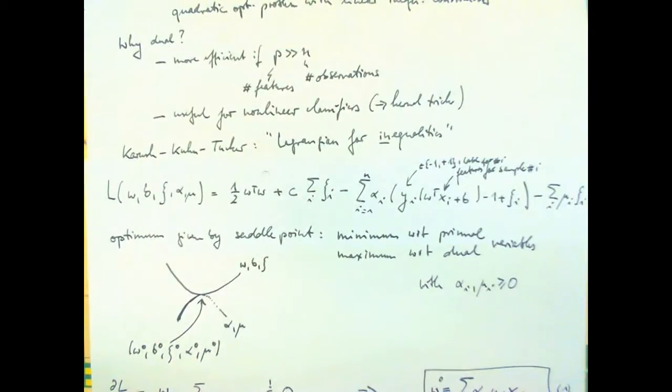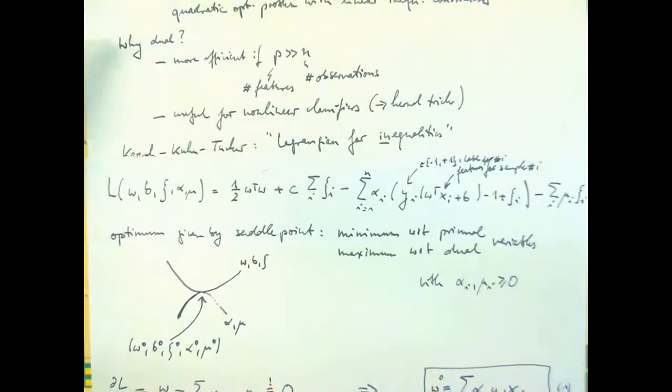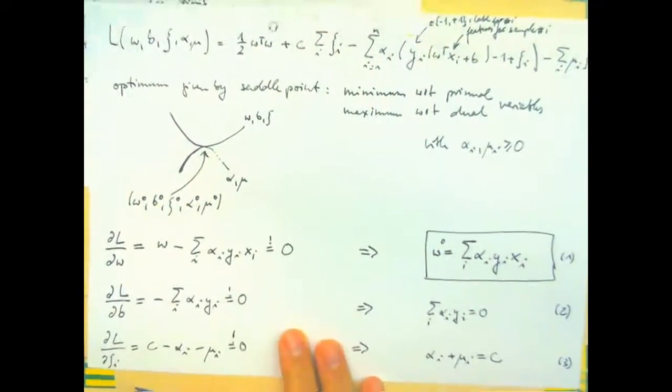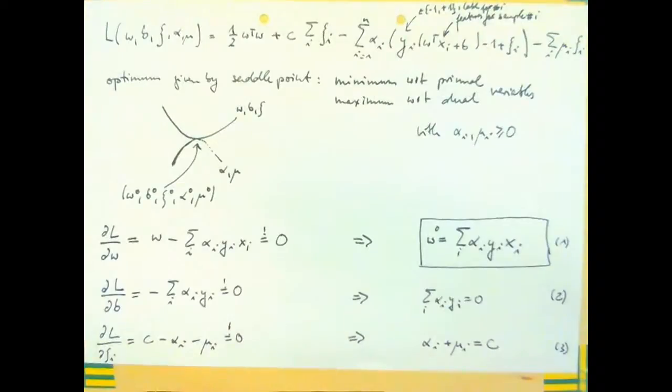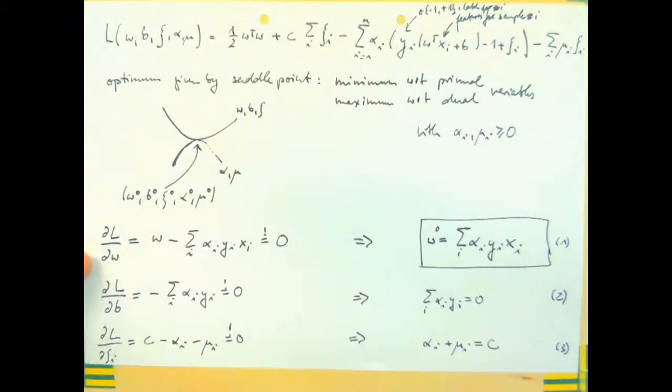These Lagrange multipliers that were introduced have to be non-negative, and we can now go on to find this extremum by differentiating this Lagrangian with respect to its primal variables. So we differentiate with respect to the normal vector and the bias and the slack variables, and we set all of these derivatives to 0.